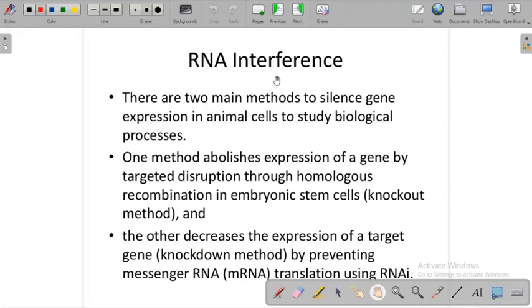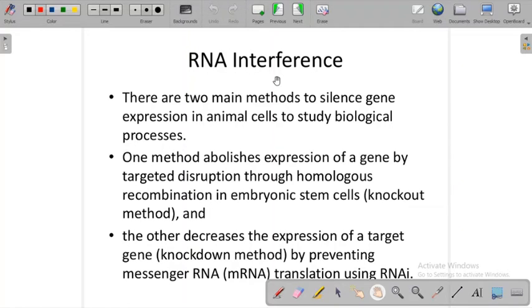Now the next part that we need to see is RNA interference. Now what is meant by RNA interference? Basically there are two main methods to silence gene expression. So RNA interference means we are silencing the gene. We are stopping the gene expression in animal cells to study any biological process, whether it is metabolic, disease related, or immune response related, anyone.